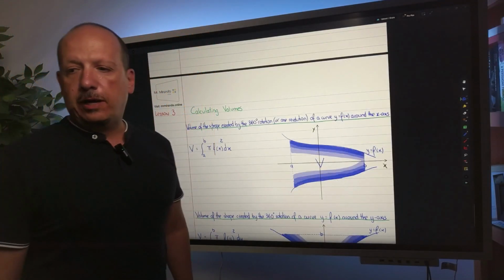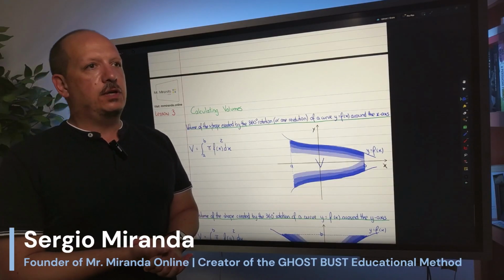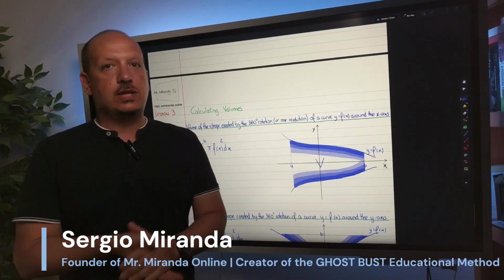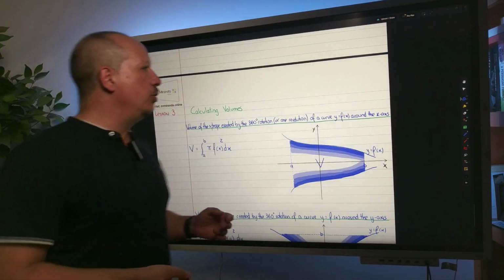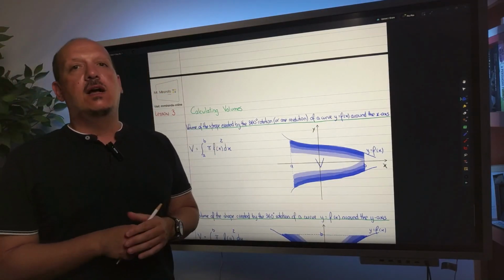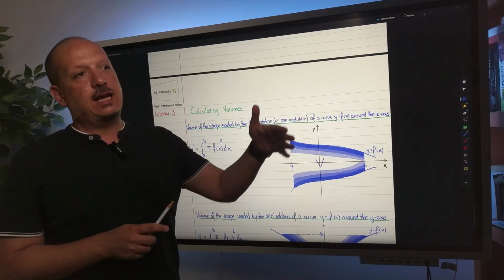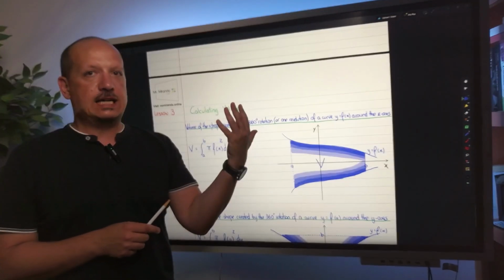So far, you have learned how to integrate functions. You have learned that integration corresponds to the antiderivative. You have learned that integration can be used as a mathematical tool to calculate areas under graphs, whether these areas may be between a graph and the x-axis or the y-axis.